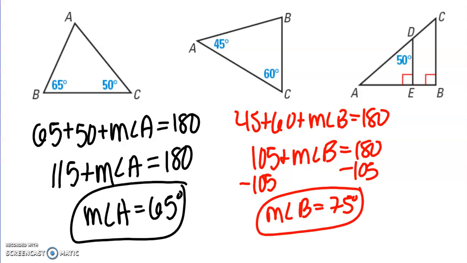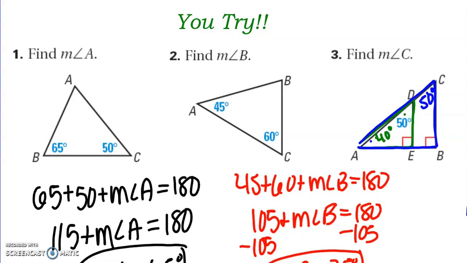And the last one is a little trickier. If we just focus on triangle ADE, it's a right triangle, which means that these two acute angles have to add up to 90, which means that the measure of angle A has to be 40. And now if we focus on the bigger triangle ACB, again, it's a right triangle, which means the two acute angles have to add up to 90. So if this acute angle is 40, then this one has to be 50. So they asked me to find the measure of angle C, which is 50 degrees.